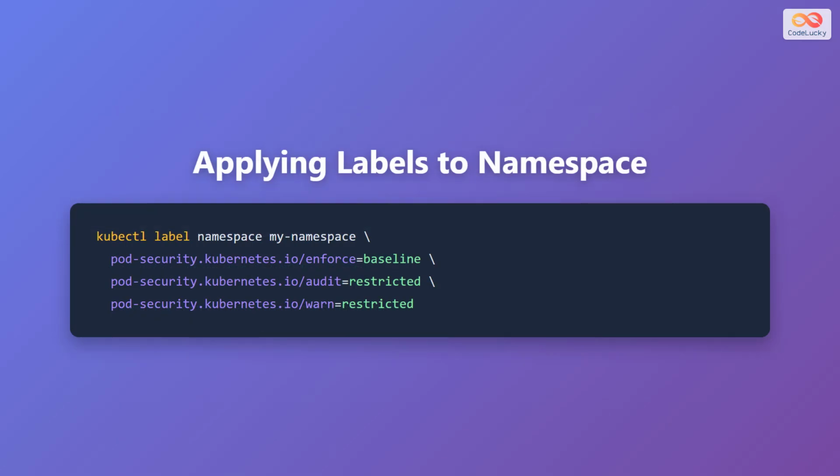To apply pod security admission to a namespace, you use the kubectl label command. You specify the namespace name followed by the labels you want to apply. For example, you can set enforce equals baseline to block violating pods, audit equals restricted to log violations of the restricted standard, and warn equals restricted to notify users about restricted policy violations. Multiple labels can be applied simultaneously to provide layered security.